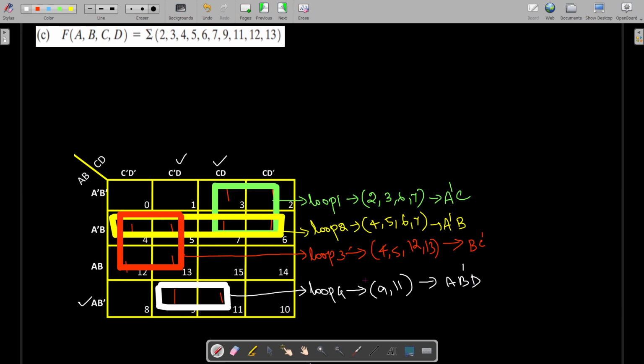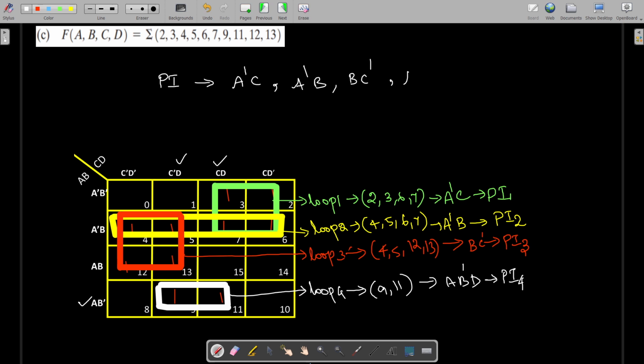So now all these expressions or these loops are known as prime implicants, isn't it? This is prime implicant 1 and this is prime implicant number 2 and this is prime implicant 3 and this one is prime implicant 4. So now we can write the prime implicants as a dash c, a dash b, b c dash and a b dash d. These are all the prime implicants. Among these prime implicants we have to determine which are the essential prime implicants. So now we go for that.